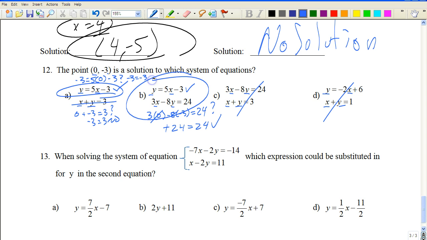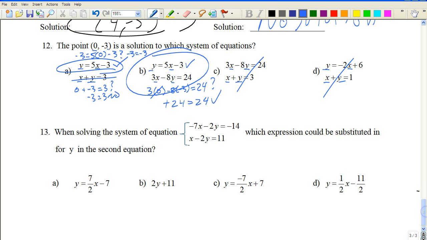Alright, next question. When solving a system, which expression can be substituted in for y in the second equation? So we want the first to go into the second. If we're substituting it into the second equation, we want it to go in for y, so we need to solve the first one for y. So I'm going to add 7x, negative 2y equals 7x minus 14, divided by negative 2, so we get negative 7/2 x plus 7. Is that in here? Bam!